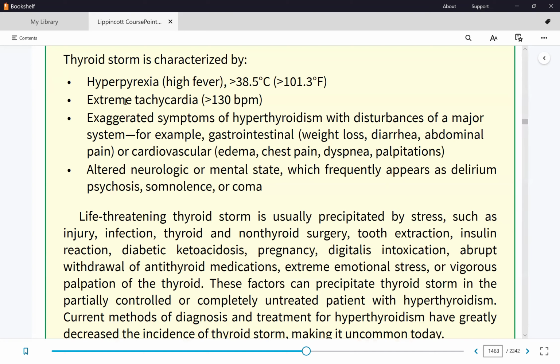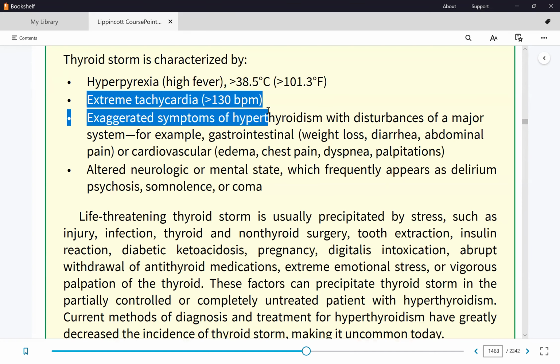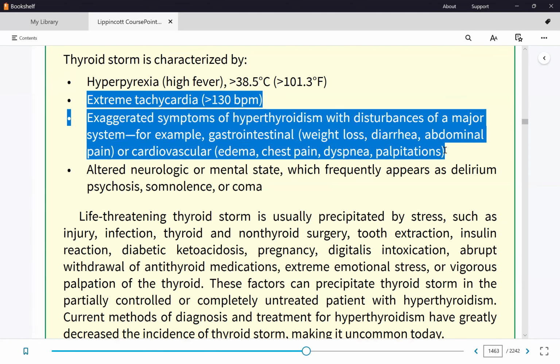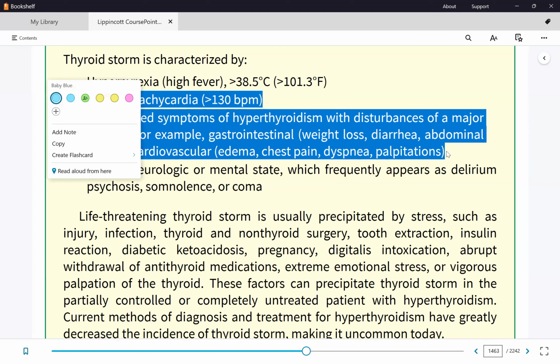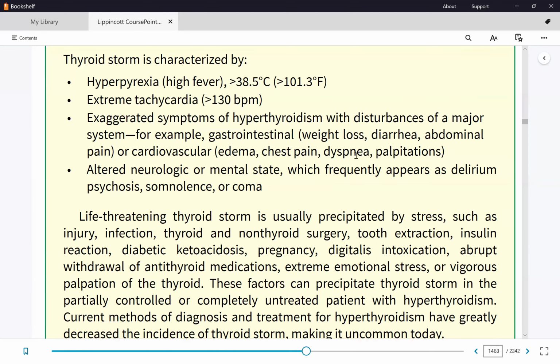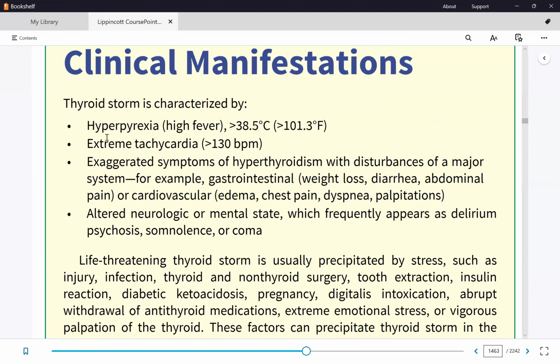Okay. Heart rate, extreme tachycardia. These manifestations here are usually caused by hypertension, severe hypertension. So they'll have GI symptoms, they'll have chest pain, dyspnea, and then of course with the neuro, for really high blood pressure, dizziness, a headache, pain in the back of the neck. So these are all your manifestations of thyroid storm.